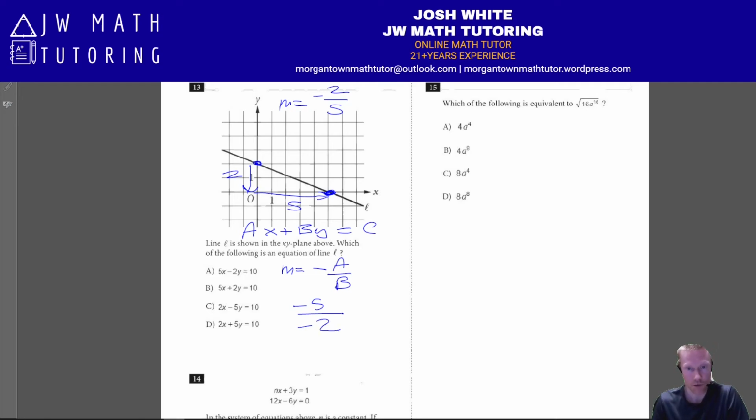Does that equal negative 2/5? Nope. Notice that b is going to have the same numbers, meaning a 5 on top and a 2 on the bottom, even though the sign is technically going to be switched. So now I can cross that out as well.